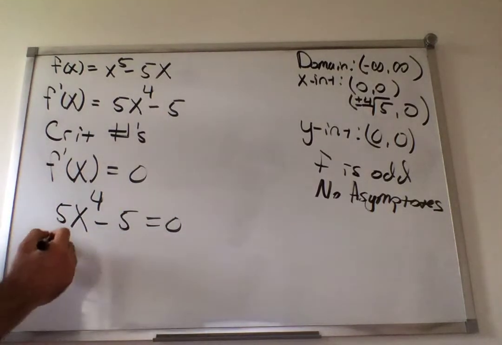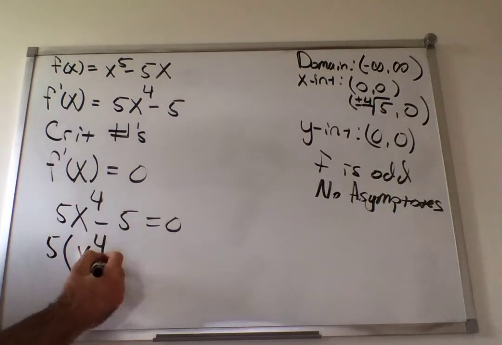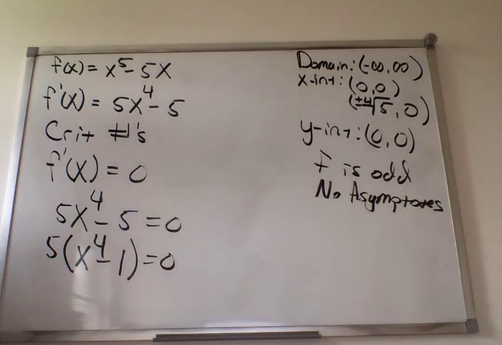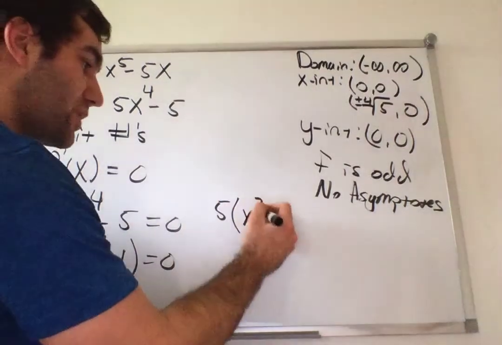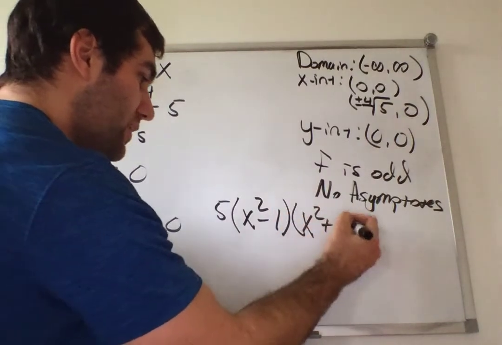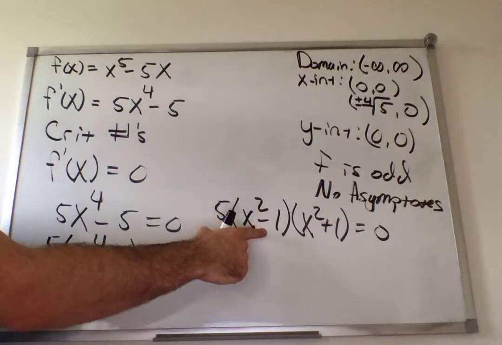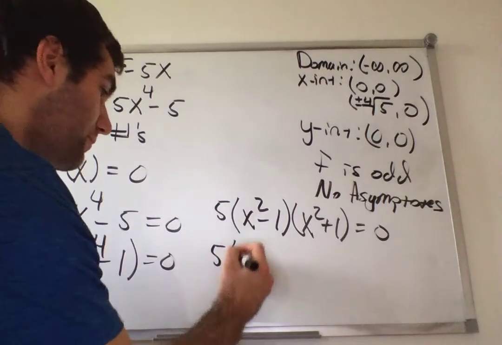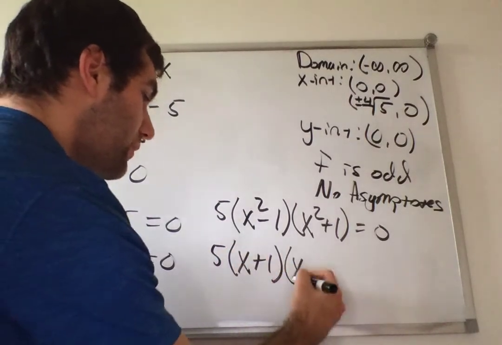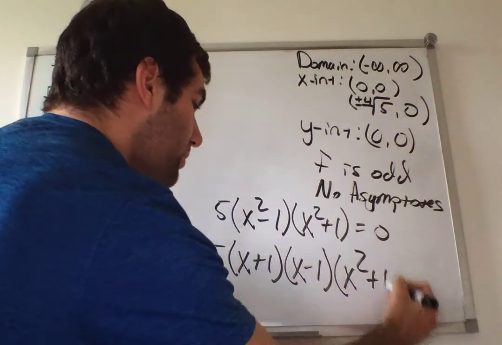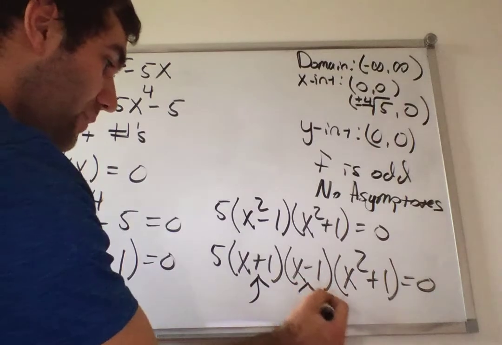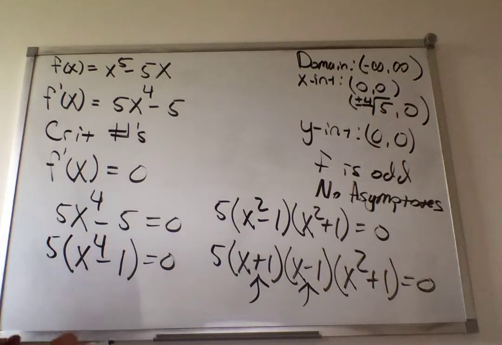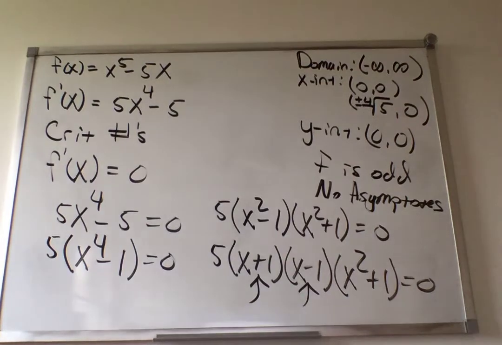And now let's go ahead and factor out the 5. We get x to the fourth minus 1 equals 0. This factors into x squared minus 1 times x squared plus 1 equals 0. Another difference of squares, it factors one more time. x plus 1, x minus 1, x squared plus 1 equals 0. So we could see that we get a critical number from this one and we get a critical number from this one. Our critical numbers are going to be plus and minus 1. Okay?